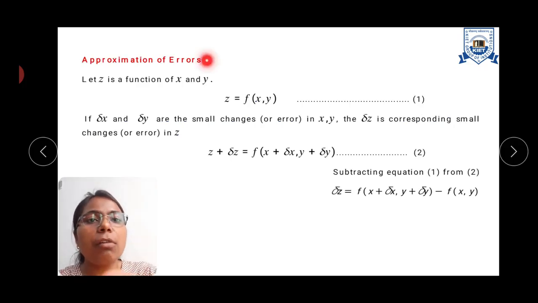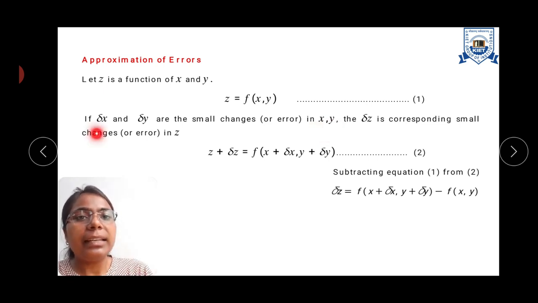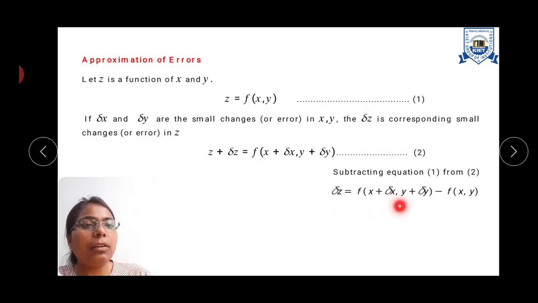Suppose z is a function of x and y. It means we can write that z is equal to f of x, y, and if we make a small change in x and y, say del x and del y respectively, then del z will be the corresponding small change in z. So z plus del z is equal to f of x plus del x, y plus del y. Subtracting equation 1 from 2, we get del z is equal to f of x plus del x, y plus del y minus f of x, y.